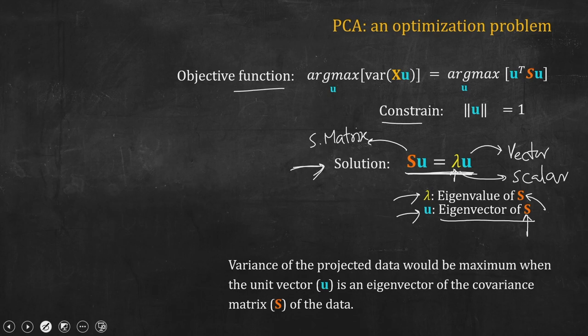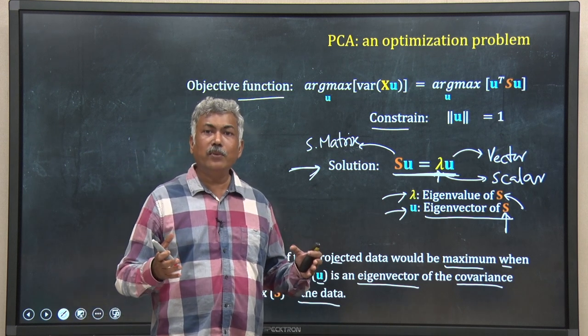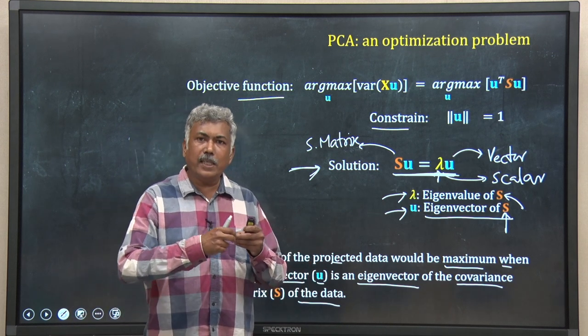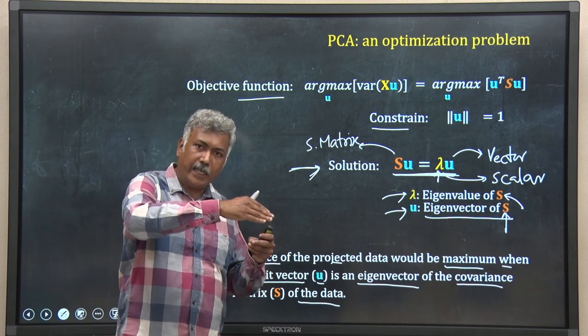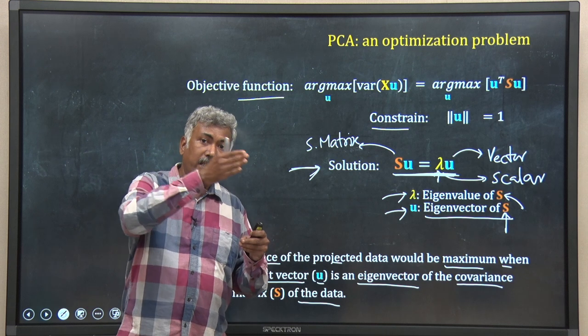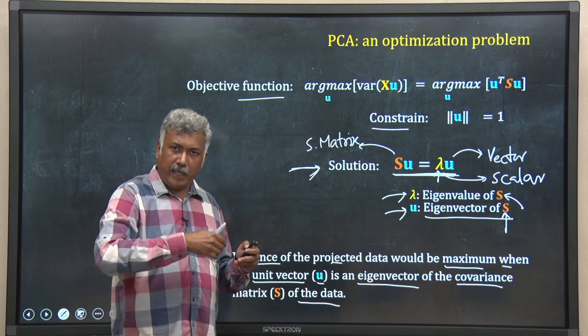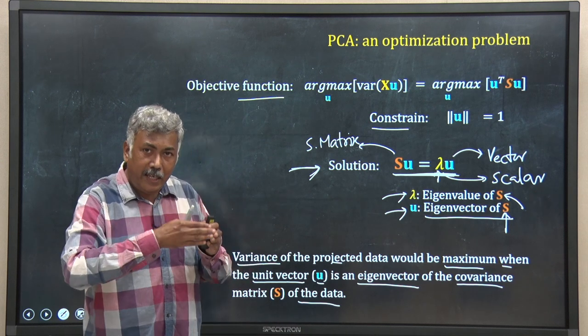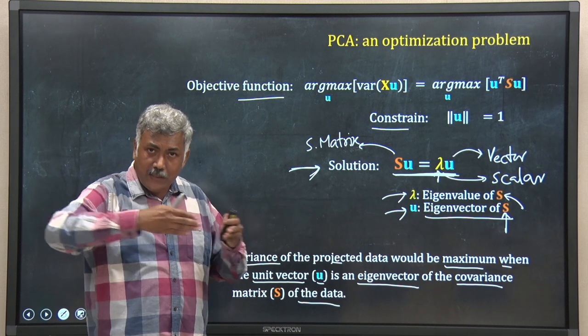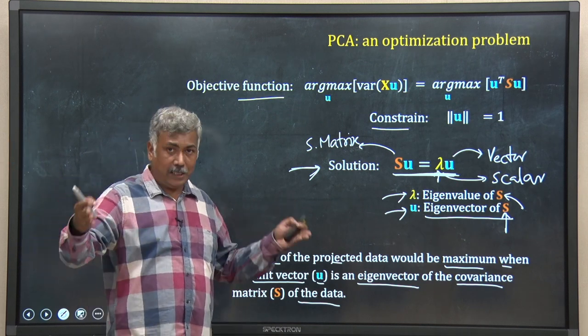So, let me make the statement. I can say that the variance of the projected data would be maximum when the unit vector u is an eigenvector of the covariance matrix of the data. So, we have found the unit vector which I can use as a new coordinate on which I can project the data. If I project the data on this vector u, which is a unit vector and an eigenvector of the covariance matrix of my data, then the variance of the data along this axis, along this vector, will be maximum.